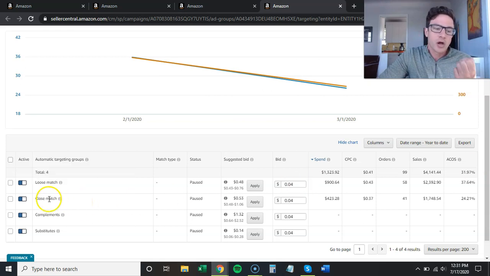You can go auto close match TOS, auto loose match TOS, auto substitutes TOS, where if you have just a close match running, then you would pause the other three. I still like to keep them in the same campaign, but sometimes it's easier to break them out. All right, so that is the high level tip for today.